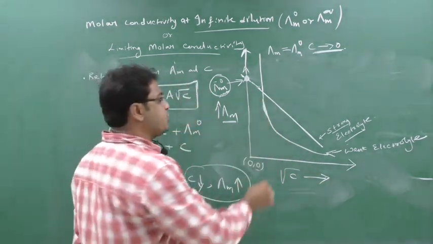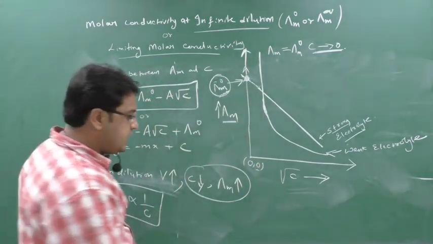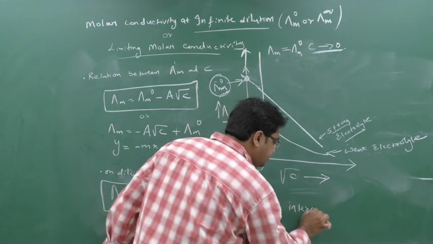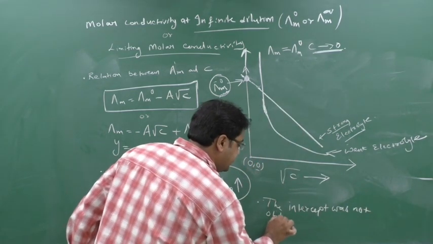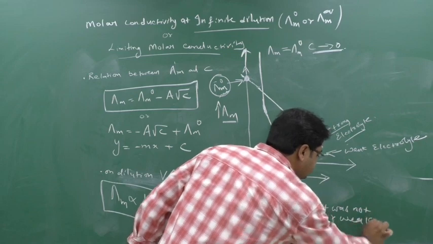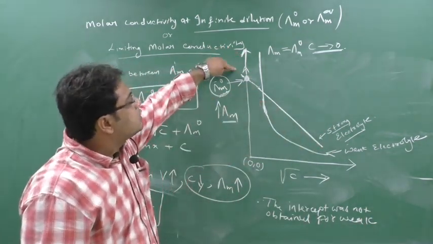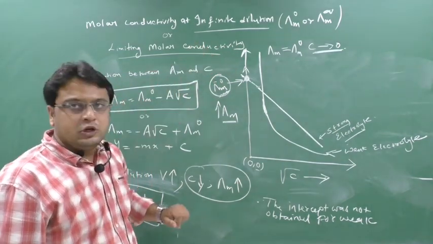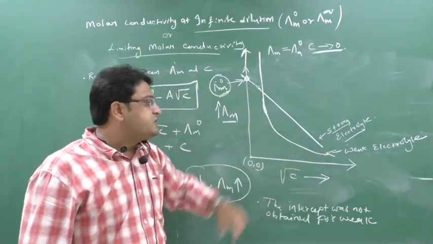And when I extrapolated this curve, I obtained a line parallel to the y-axis. Means I could not obtain the intercept. The intercept was not obtained for weak electrolyte. Yes or no? Why? Because see, a strong electrolyte has a cut on the y-axis, so I could get the intercept and the lambda m naught. But here the weak electrolyte experiment says what?